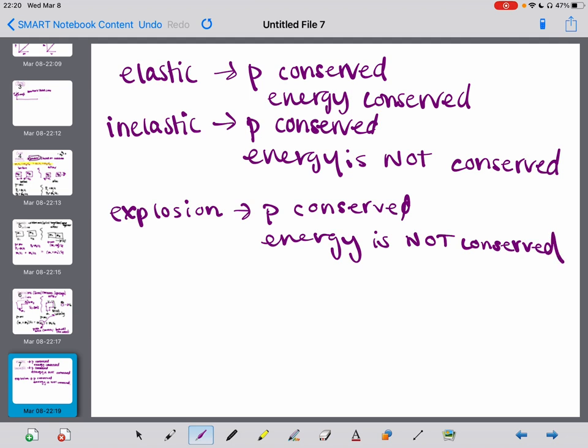Okay? On your reference table on page 6, you'll always have P before equals P after. A good way to check is to make sure that this number on the left side equals the number on the right side. If it doesn't, then you have a problem. You might have made a mistake somewhere, probably with the sign.